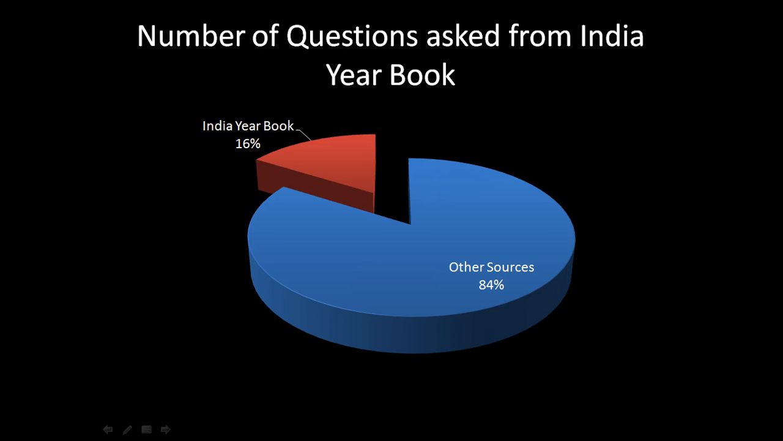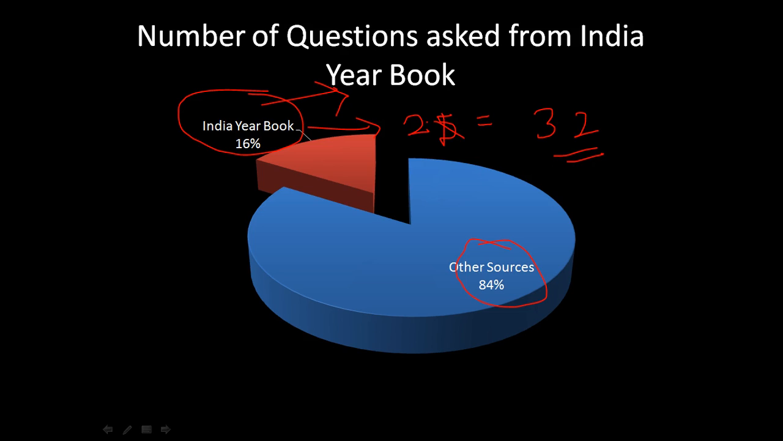Well, the final analysis is that 16 questions had directly been asked from this yearbook, and the rest from other sources. So this comes to around 2.5 marks for each question. Sorry, 2 marks for each question. Comes to around 32 marks. So that's a really good cost benefit ratio. The fruits of your labor will really pay off if you can read this book.